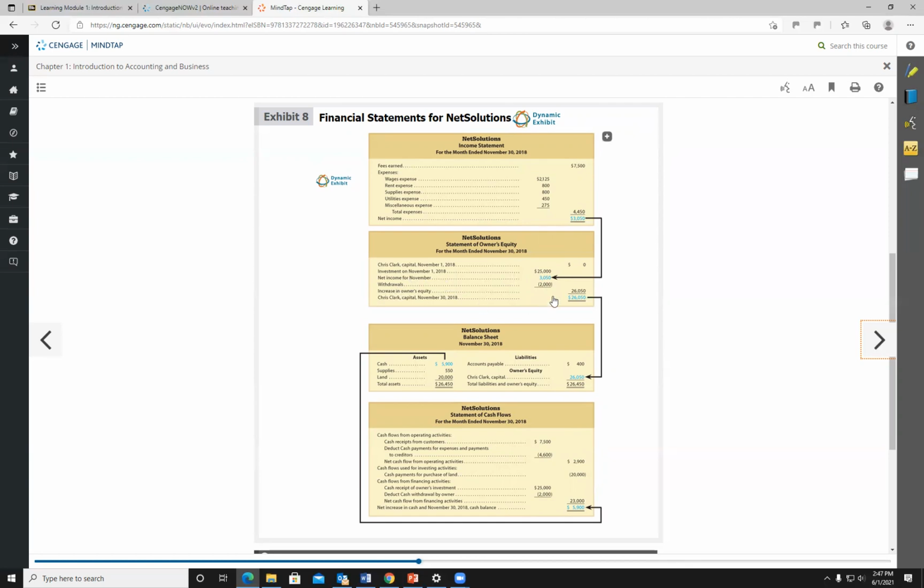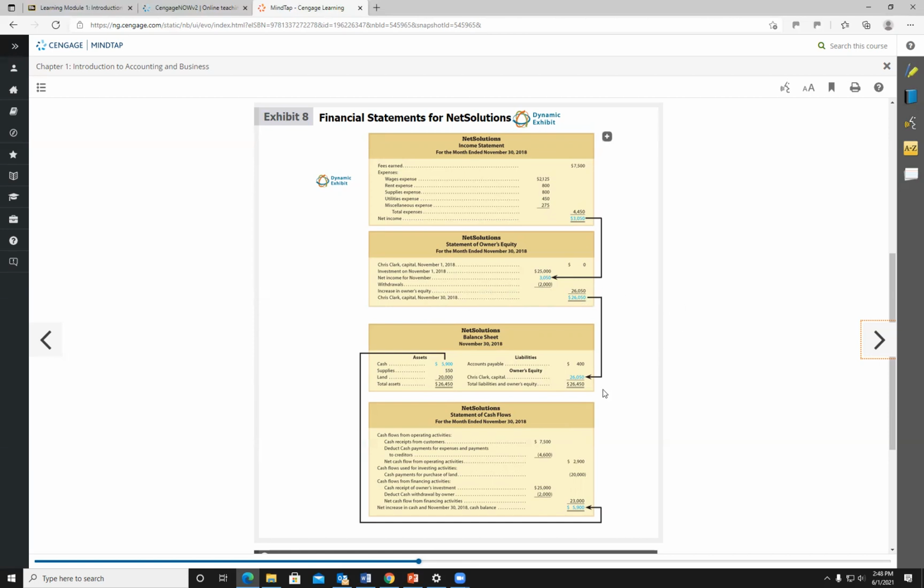And you're going to list any withdrawals. So if you remember, Chris Clark withdrew $2,000 for personal use. So we have to show where he did withdraw $2,000. So our new owner's equity balance is $26,050.